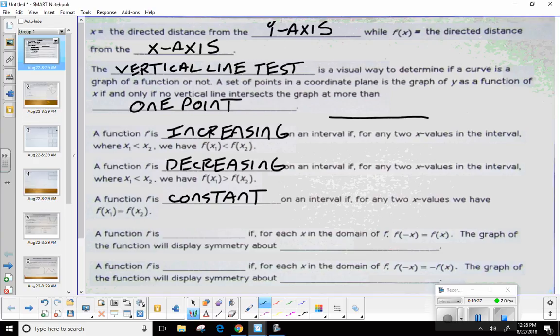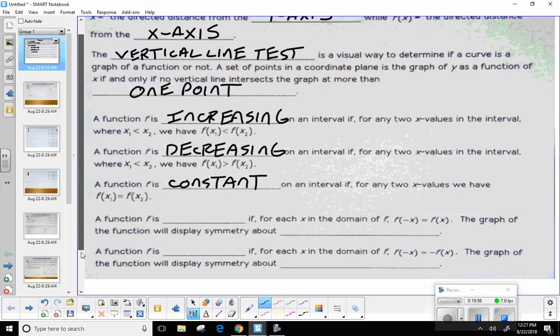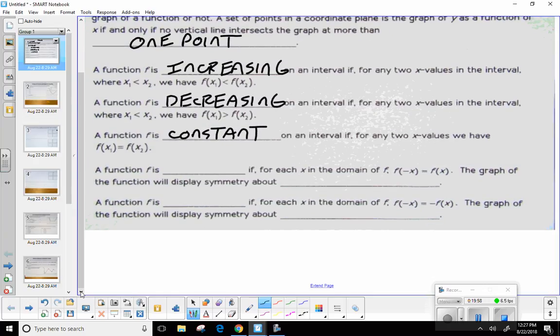Okay, very, very good. Now, depending on your function, maybe your graph will only increase. Maybe the graph only decreases. Maybe a graph will do both. It's very possible because we have a lot of different graphs out there that we're going to look at. So we're going to focus on that more probably tomorrow, maybe Friday, again, depending how far we get.